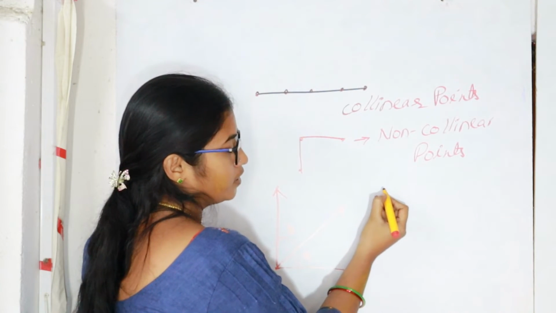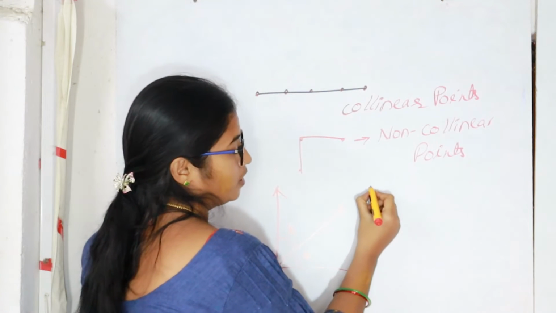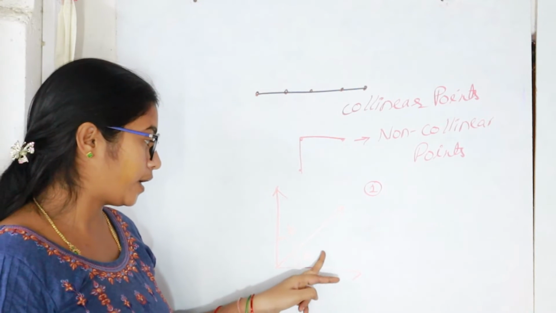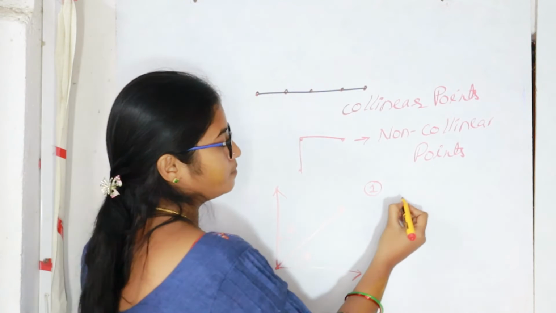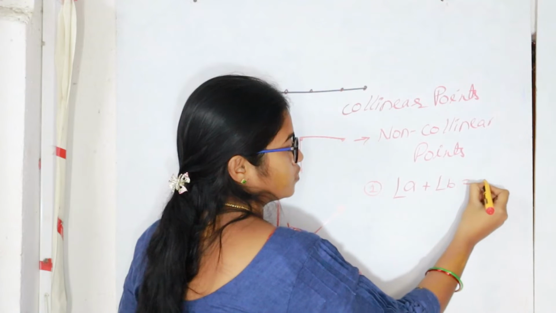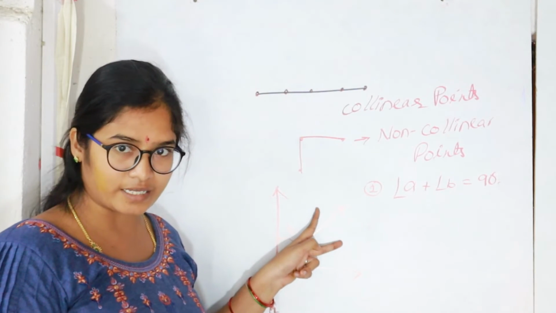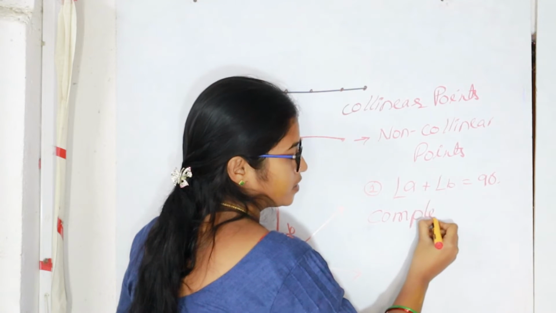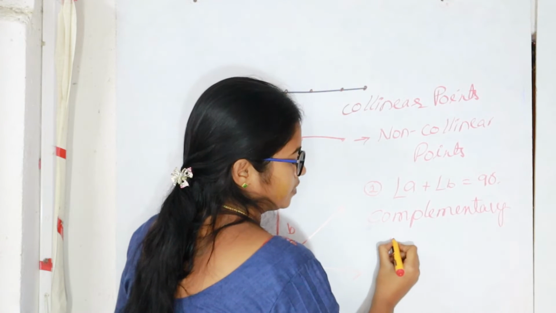Okay, there are two conditions, two different types of definitions. If angle A plus angle B equals 90 degrees, such angles are called complementary angles. Complementary angles.